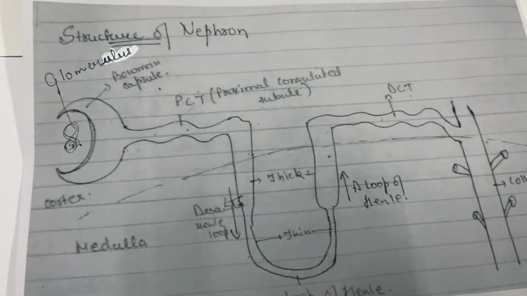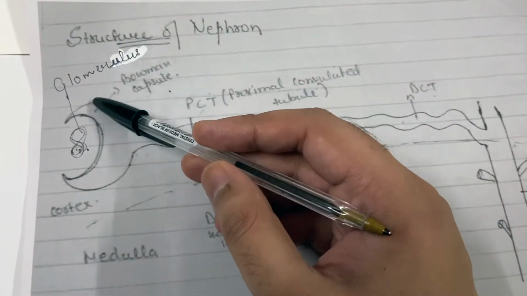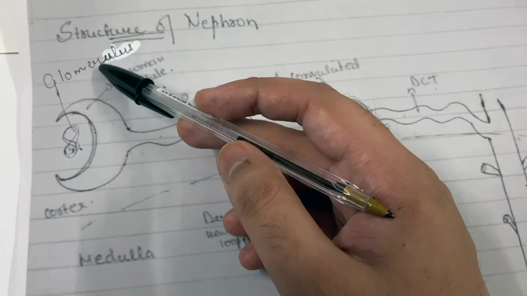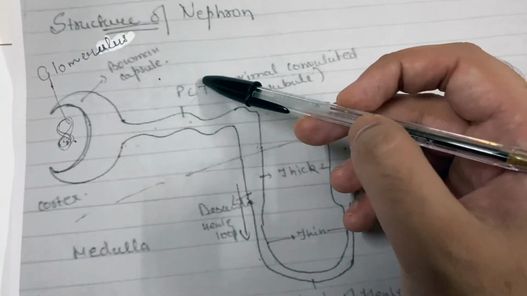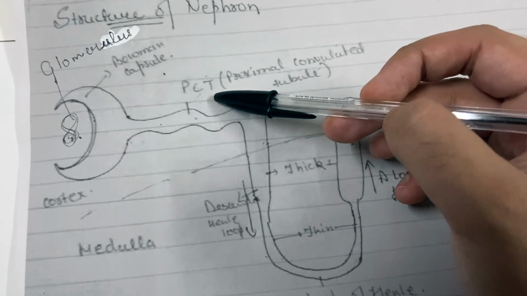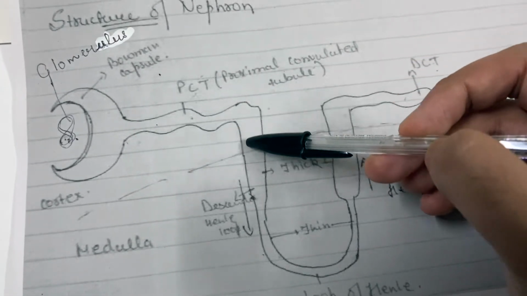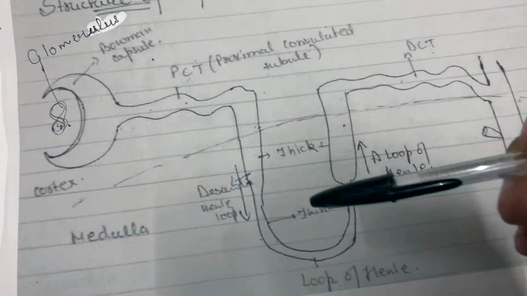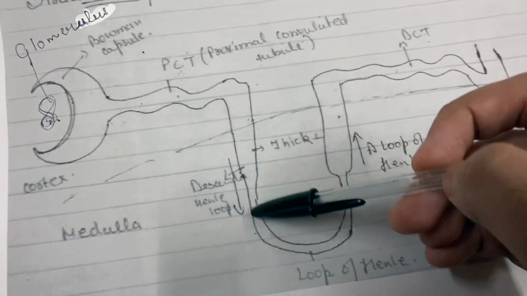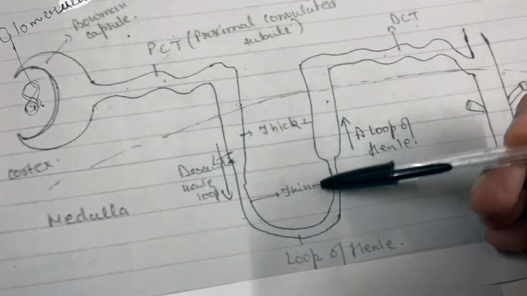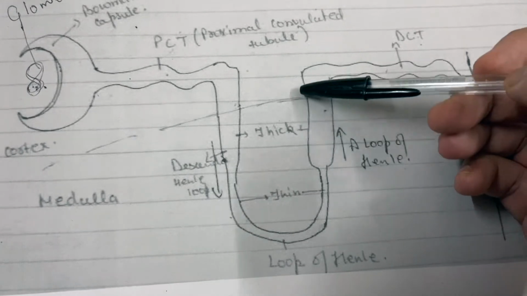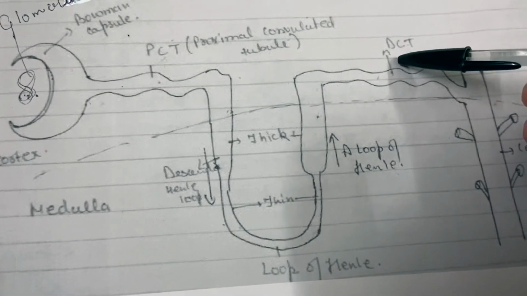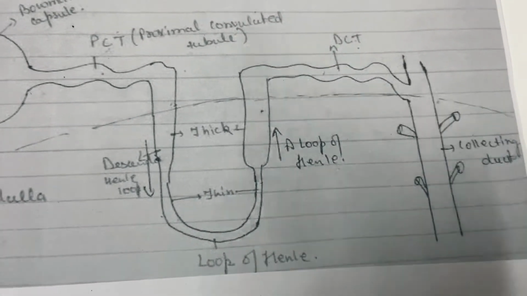Now let us study structure of nephron. Nephron consists of Bowman capsule. Inside the Bowman capsule, there is tuft of capillaries known as glomerulus. Bowman capsule opens in PCT, that is proximal convoluted tubule. From the proximal convoluted tubule, this tube opens into loop of Henle. Loop of Henle consists of a descending part known as descending loop of Henle and an ascending part known as ascending loop of Henle. Ascending loop of Henle leads into DCT, that is distal convoluted tubule, and this distal convoluted tubule leads into the collecting duct.